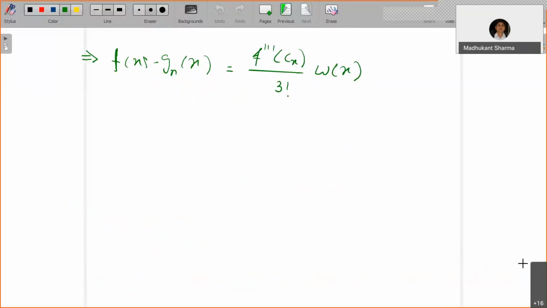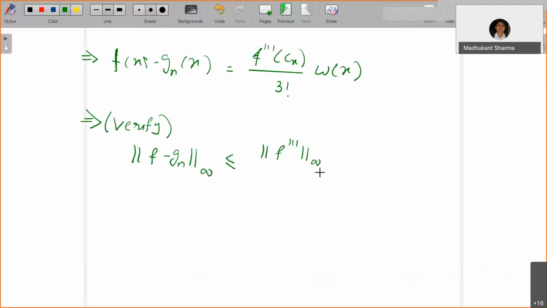Now you repeat the same thing you have done for linear interpolating polynomials. This will imply, and you can verify, it's very easy, similar steps you have to follow, that the infinity norm of f minus gn is going to be less than or equal to the infinity norm of the third derivative divided by 3 factorial, times the infinity norm of w.